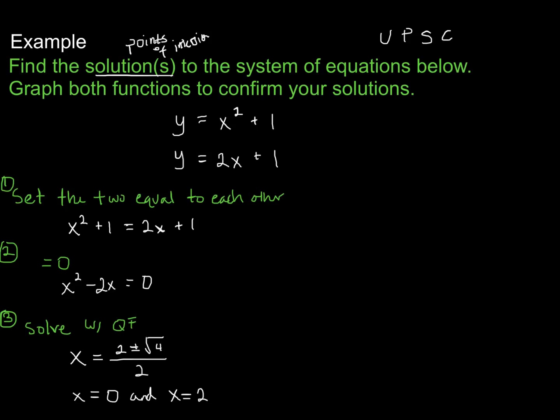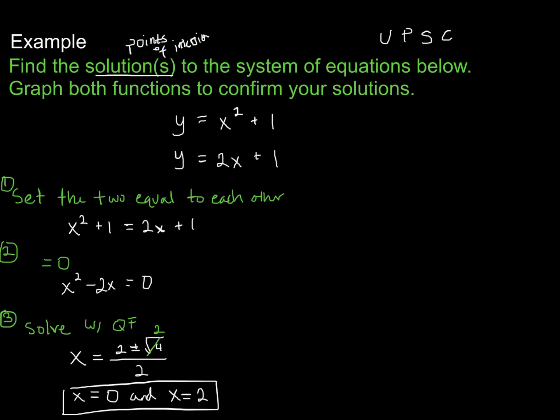And so I have 2 plus or minus the square root of 4 over 2, and the square root of 4, of course, is 2. I can go ahead and make that addition here. So I have 2 plus 2, which is 4, divided by 2, and that gives me 2. So one of my solutions is x equals 2. 2 minus 2 is 0. 0 divided by 2 is 0. So my two solutions are x equals 0 and x equals 2.